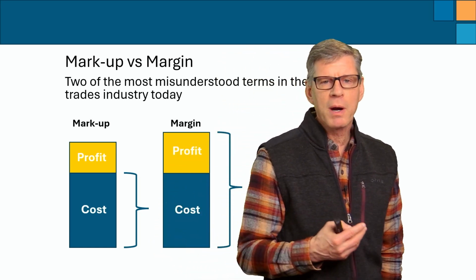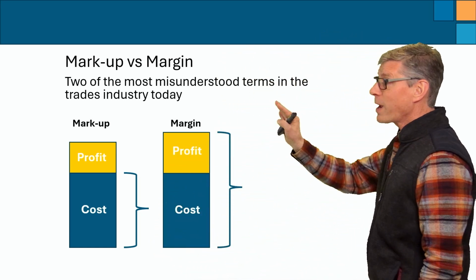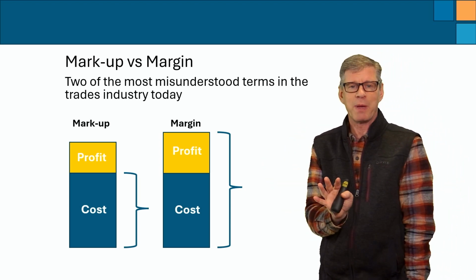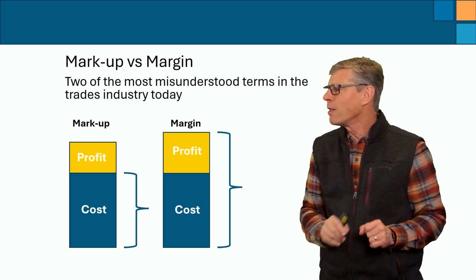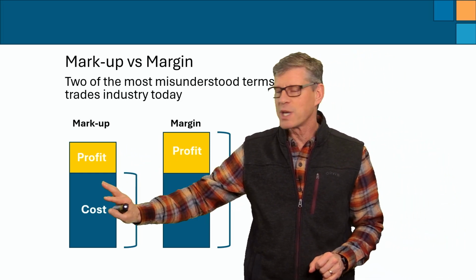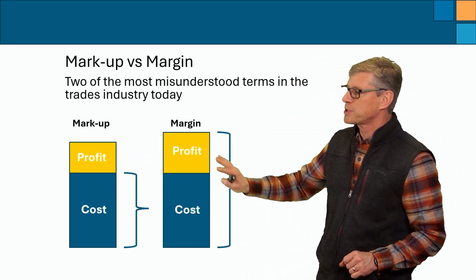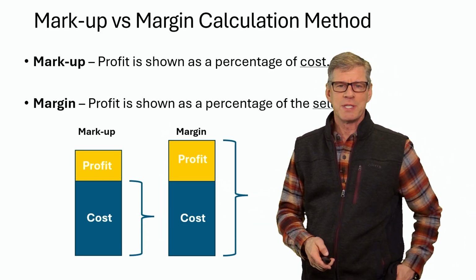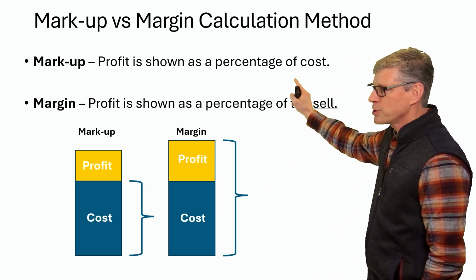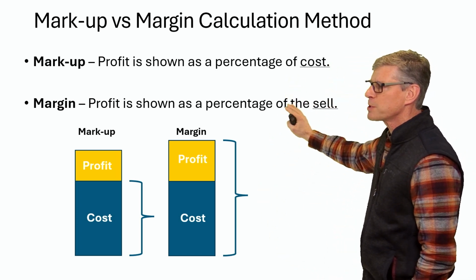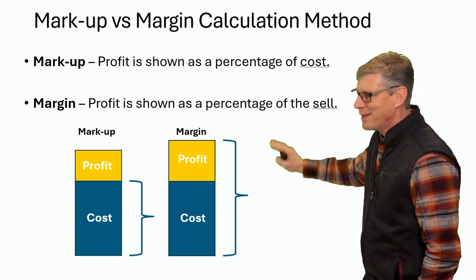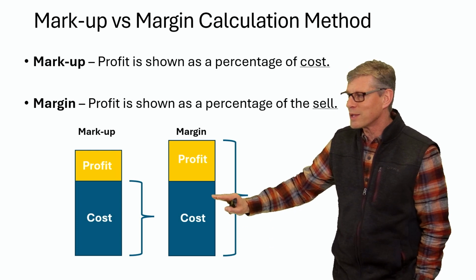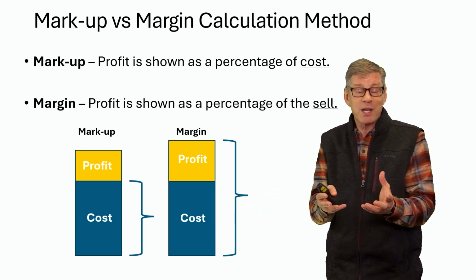Now, as we look at markup and margin, these two items, quite frankly, are some of the most misunderstood terms in the trades industry today and have always been. In a simple nutshell, markup is expressed as a percentage of cost, whereas margin is expressed as a percentage of the total sell price. Now, let's dig into this a little bit deeper. Again, markup is shown as a percentage of cost, whereas margin is a percentage of the sell. Again, keep in mind the sell price is a lot higher, so that percentage of cost is a much smaller percentage of that, if you will.